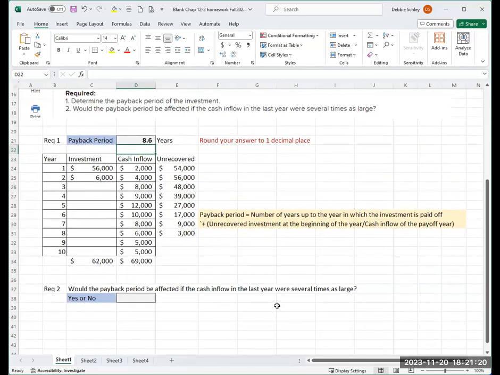Okay, so required 2, the question is, would the payback period be affected if the cash inflow in the last year were several times as large? So the last year, what they're talking about is year 10. Say in year 10, if we had a cash inflow of $15,000 instead of $5,000, would that change my payback period? And the answer is no, because it is paid off before that final year even comes around. So that will not affect my payback period at all. Okay.